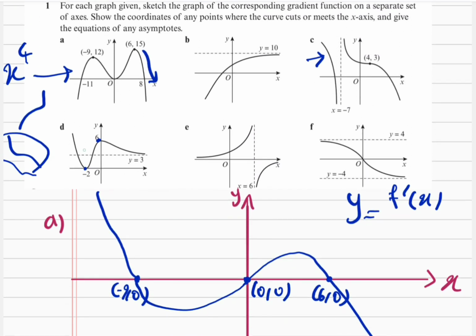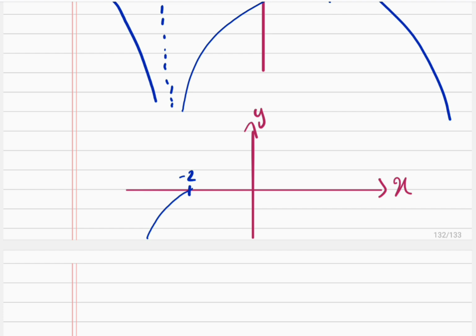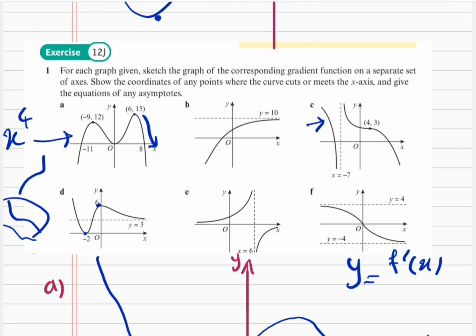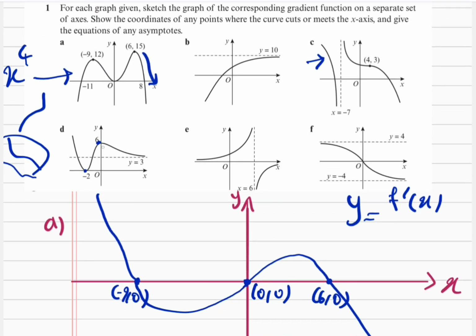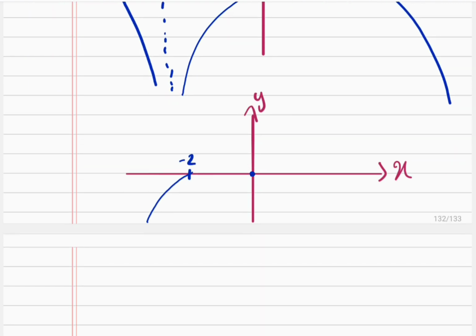Then between -2 and 0, the gradient is positive, which means it is above the x-axis. So the gradient curve is above the x-axis for that part. Also, as we discussed, at the point x is equal to 0, we have a maximum. So that's another x-intercept. So remember that we have a positive gradient, but also an x-intercept. So the curve is going to go like this because it has to intercept the x-axis, so that's why it goes down like this.